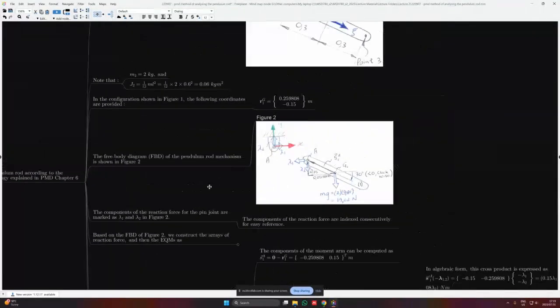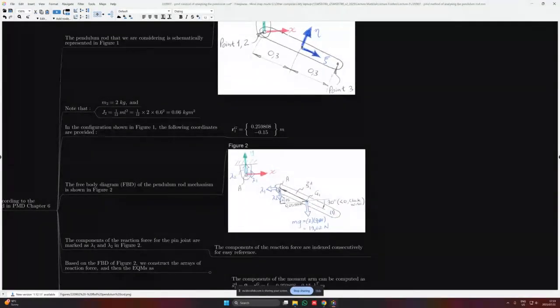Now the free body diagram of the pendulum rod mechanism is shown in figure 2, and this is where we break up the pendulum rod from ground. Since I'm doing that, I need to remember that there's a pin joint between ground and the pendulum rod. So I just need to add the two translational reaction forces, λ1 and λ2.